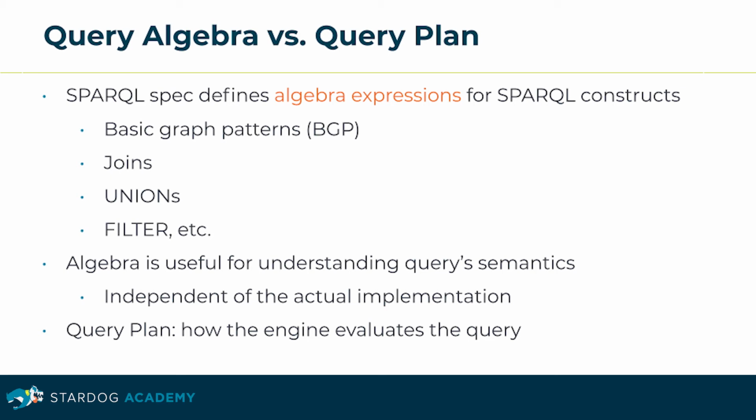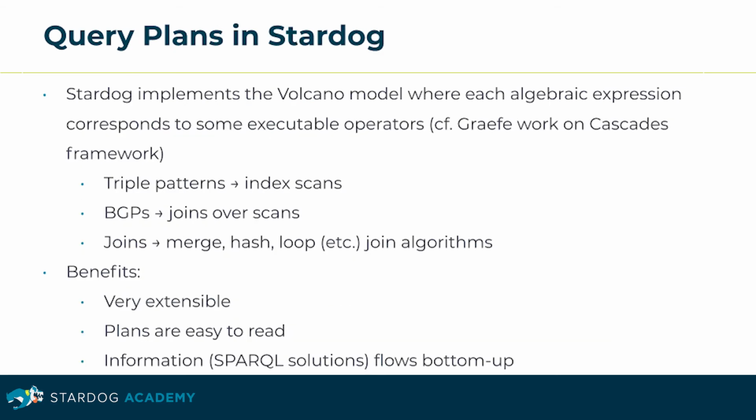The query plan will be how the engine evaluates this query. So query plans in Stardog. Well, Stardog implements the volcano model, where each algebraic expression corresponds to some executable operator. You can see this in the Cascades framework. This means that triple patterns will be evaluated as index scans, BGPs, joins over index scans, and so on.